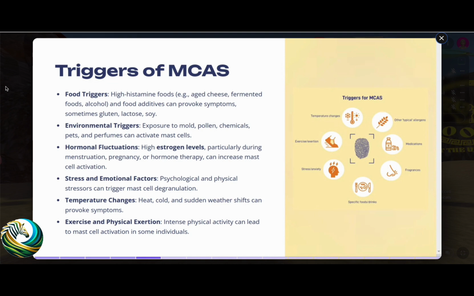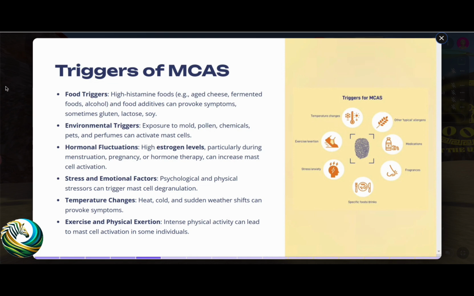And perfume also, so we try to have everything without any added scent, because some smells will trigger a reaction. For us women also, hormonal fluctuation really impacts our symptoms, like a high level of estrogen, particularly during menstruation. Sometimes pregnancy can also be a huge trigger for women. Some women really have severe symptoms during their pregnancy and it takes a very long time to get over it. Hormone therapy can also impact it or increase all of these that can increase the mast cell activation.